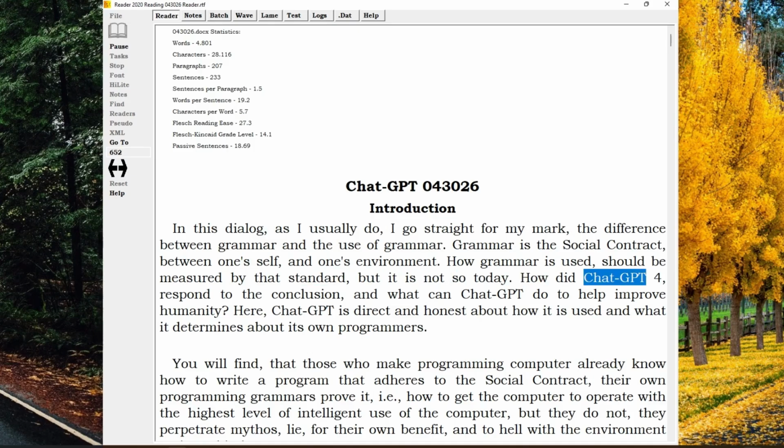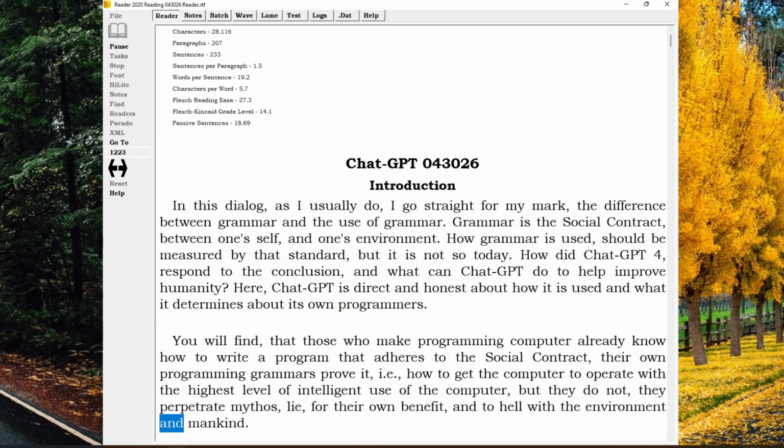How did ChatGPT 4 respond to the conclusion, and what can ChatGPT do to help improve humanity? Here, ChatGPT is direct and honest about how it is used and what it determines about its own programmers. You will find that those who make programming computers already know how to write a program that adheres to the social contract. Their own programming grammars prove it, that is, how to get the computer to operate with the highest level of intelligent use of the computer, but they do not. They perpetrate mythos, lie, for their own benefit, and to hell with the environment and mankind.